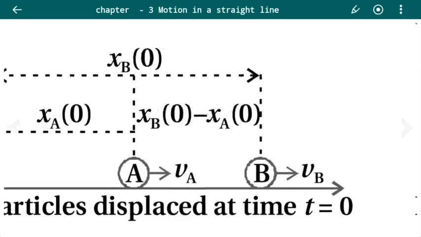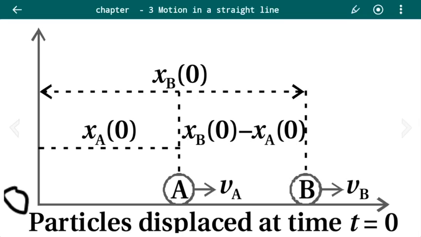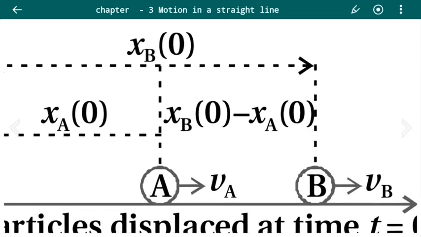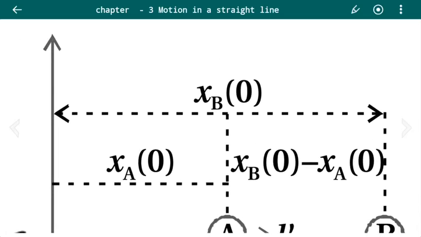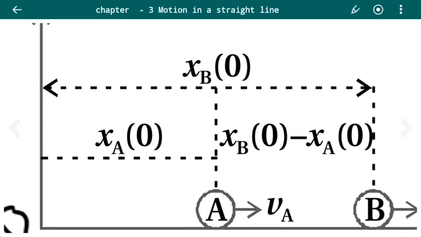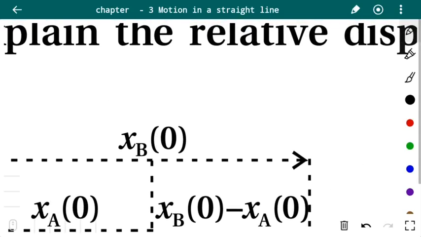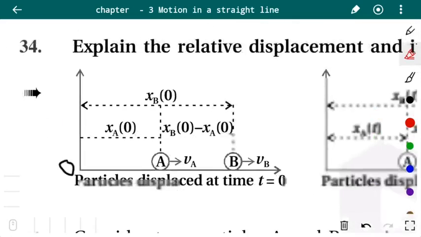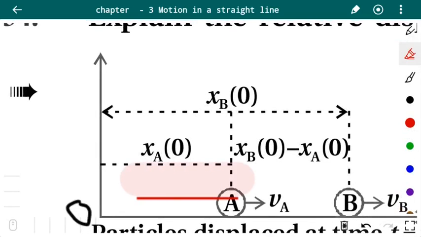From this figure we can write that XBO minus XAO gives us the distance between A and B. The distance between the particles A and B is XBO minus XAO, as you can see from this figure.